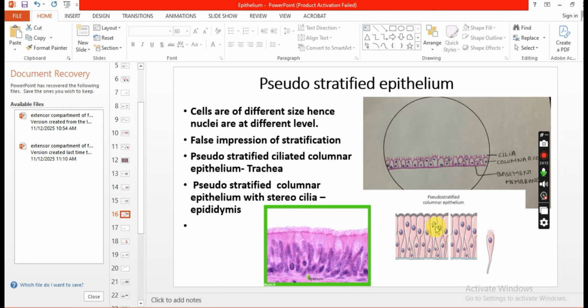These cells are usually columnar, so we call it a pseudo-stratified columnar epithelium. The classical example is the trachea, where the apical part of the columnar cell bears cilia. So trachea is an example for ciliated pseudo-stratified columnar epithelium. Pseudo-stratified non-ciliated columnar epithelium, you can see the stereocilia. The example is the epididymis. Clear?